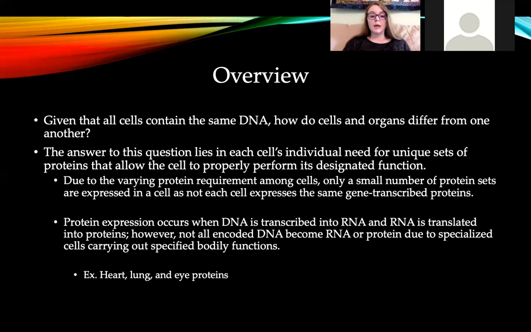Expression occurs when DNA is transcribed into RNA and RNA is translated into proteins. However, not all encoded DNA becomes RNA or protein, due to specialized cells carrying out specified bodily functions. An example would be the heart, lung, and eye proteins.